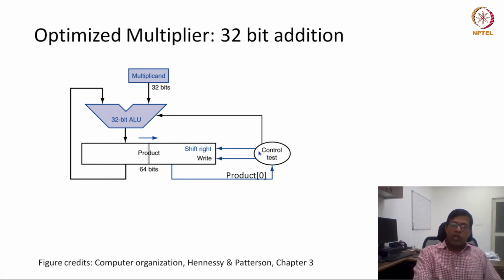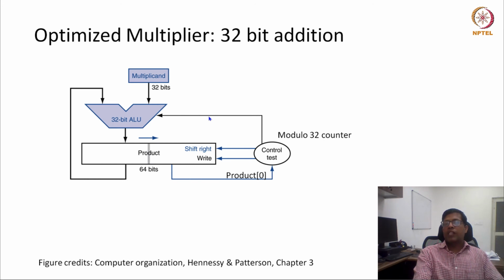So whenever we are doing addition, we are only taking the upper half, or basically upper 32 bits of this, and it would be added to the multiplicand if the 0th bit of the product is 1. Okay, and control is similar to our previous example. It's a modulo 32 counter.